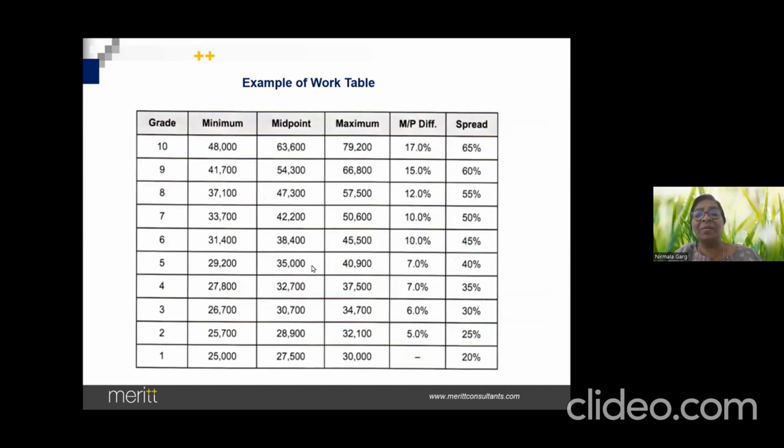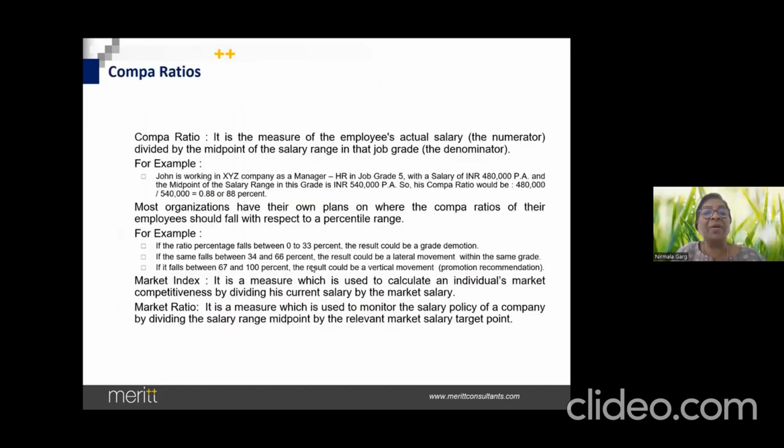Like this is the minimum, this is the maximum, this is the midpoint. So what is the midpoint differential from one grade to the other? These are the midpoint differentials. And this spread is the difference between maximum and minimum. Clear? Higher the grade, higher the spread; lower the grade, lower the spread.